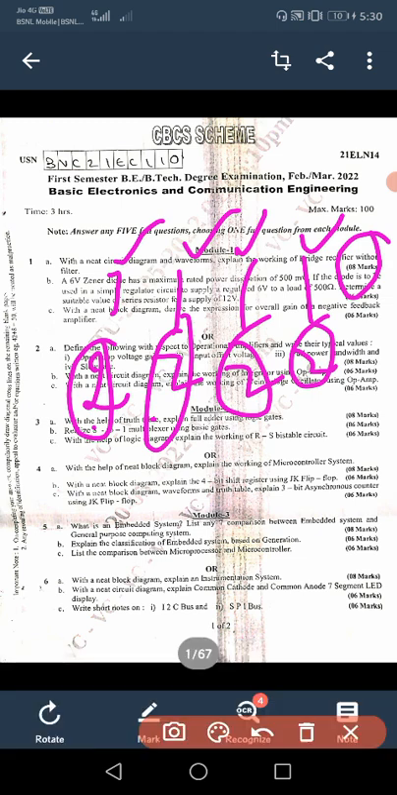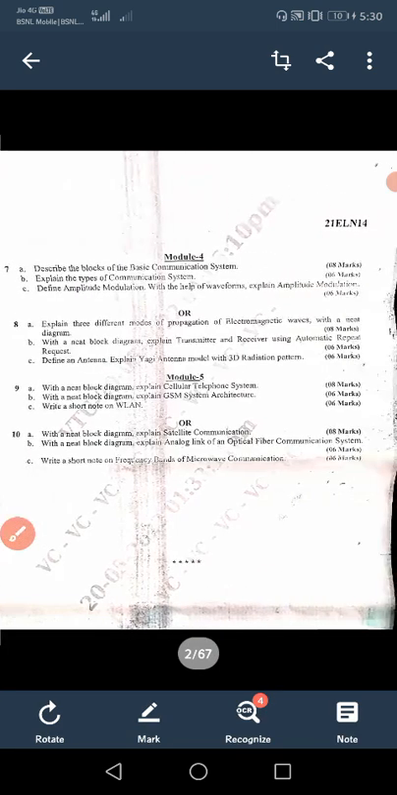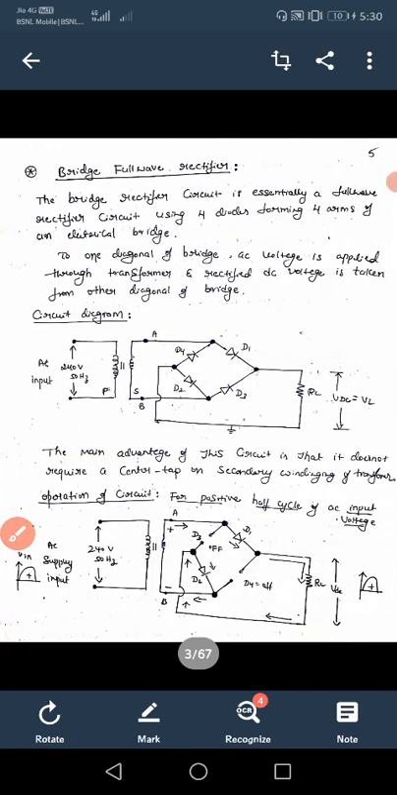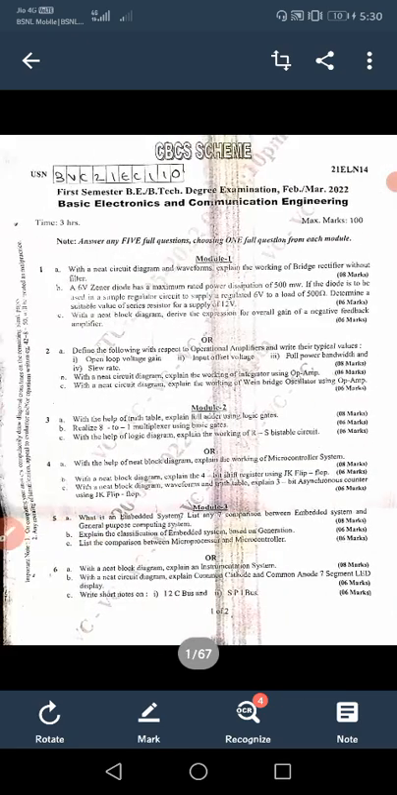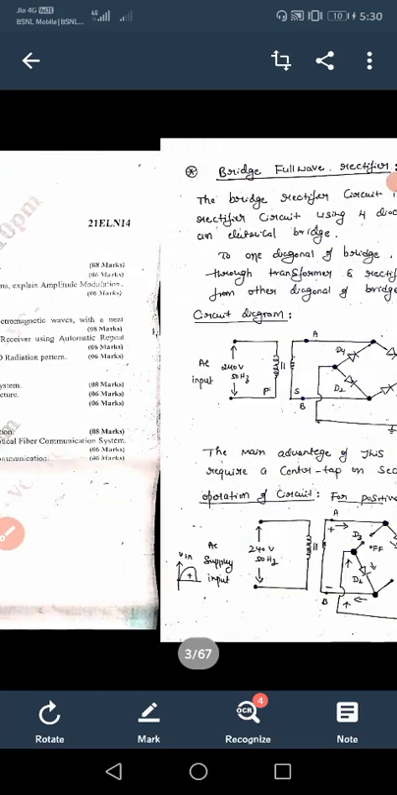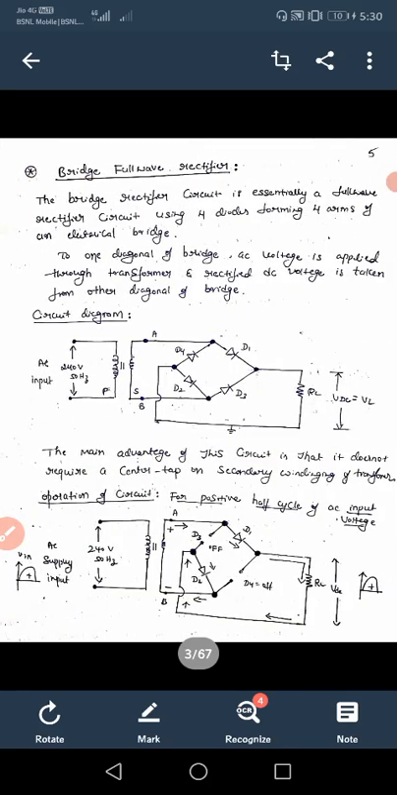So just look at the answer for this now. This is the answer. They have asked you the bridge rectifier. Is it correct? Bridge rectifier. The answer is bridge rectifier. We will call it the bridge full wave rectifier. So your answer must be like this, right?